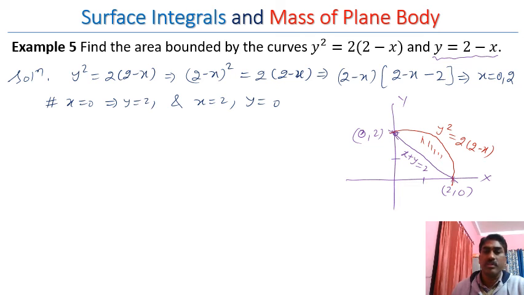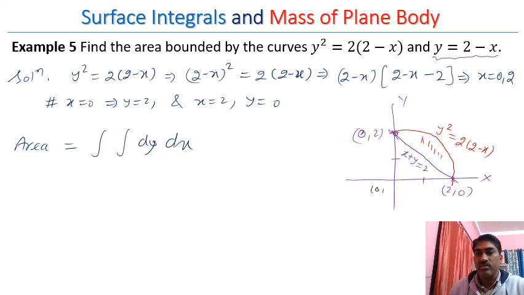Now just put the area integral. What is the area integral? We have already discussed a lot about this. So this is the double integral dy dx, and now just put the limits. What are the limits? x takes the limit from 0 to 2, since the minimum value of x is 0 at the origin and the maximum value is 2.